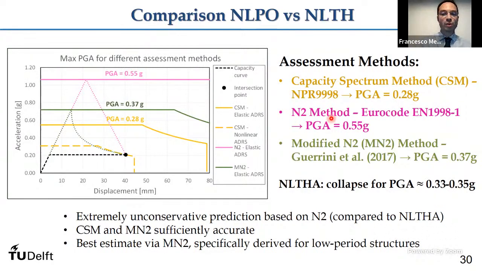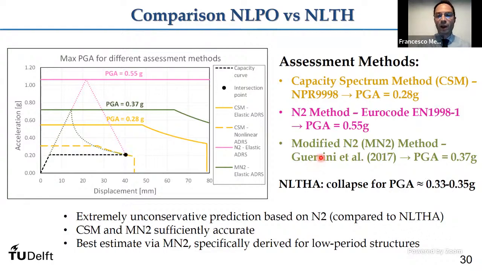But it's also possible to use different methods. For instance, in recent years, a modification of the N2 method has been proposed specifically for low period structures, which are, for instance, the low rise unreinforced masonry structures. So for each of these three methods, we back computed the PGA corresponding to the maximum capacity of the structure.